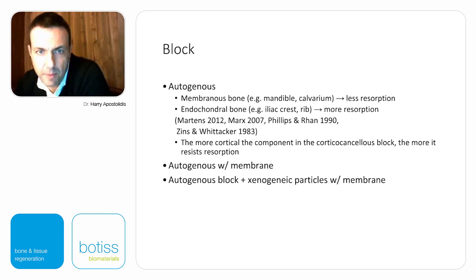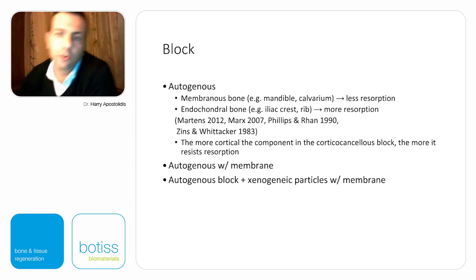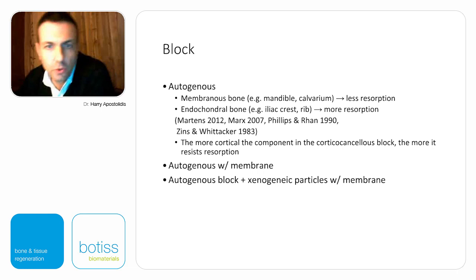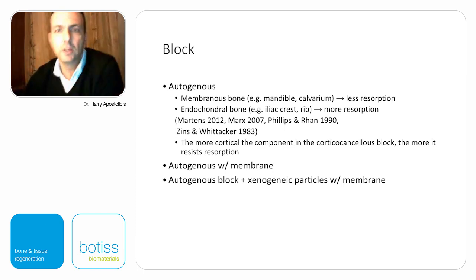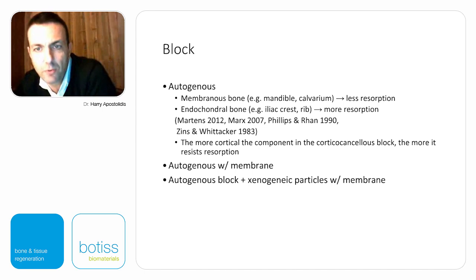Mandible is a membranous bone. It has less resorption. But some people say that it has less resorption because it has a more cortical component, and I kind of agree. The more cortical the component in your cortical cancellous block, the more it resists resorption. So try to get to the mandible. If you can convince the patient to go to the calvarium, if you need a lot of bone, then yes, but I know that it's not that easy to convince the patient to have bone harvested from the calvarium, although it has a very, very low complication rate.